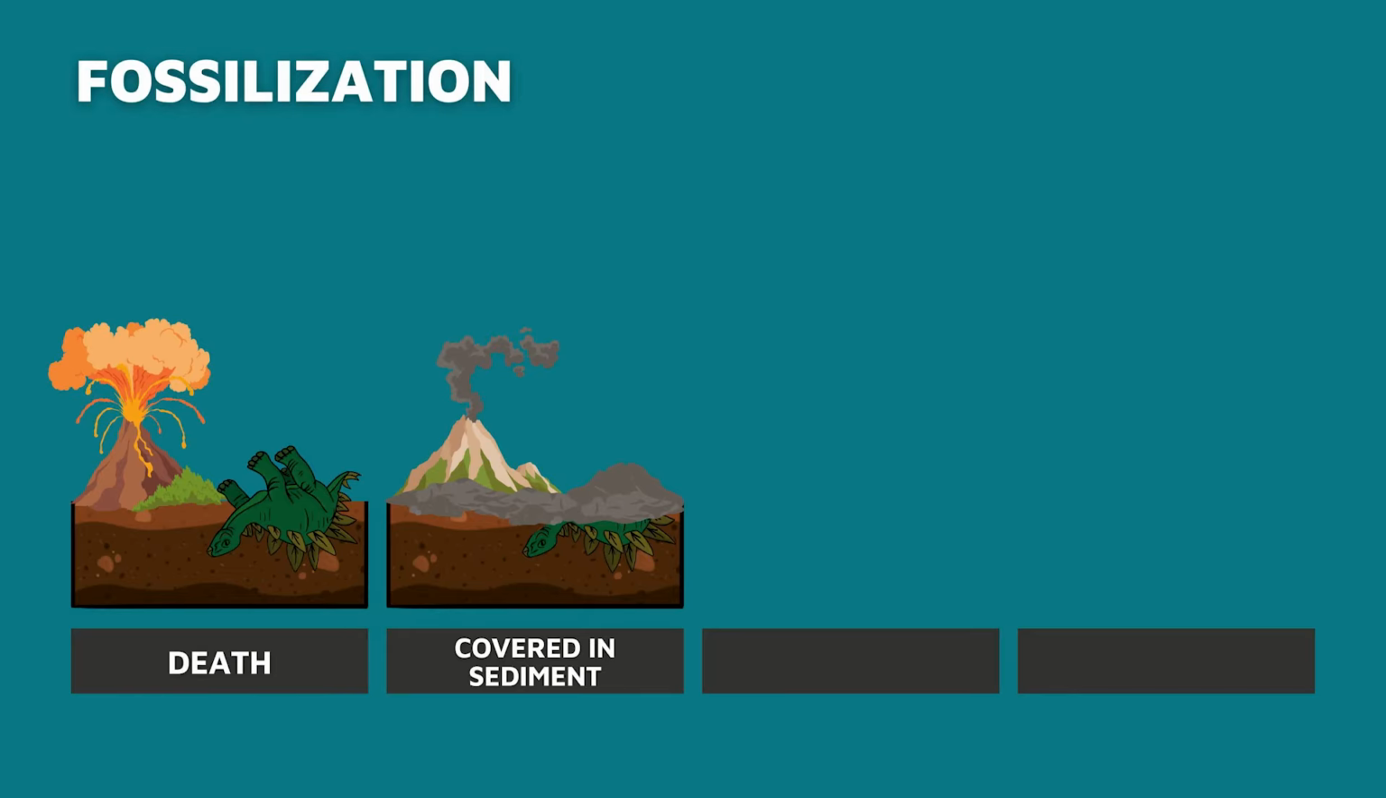So step 1, death. The second necessary step is for the organism to be covered in sediment. This can happen quickly, like in a land or mudslide, but sometimes it takes more time, like the organism sinking to the bottom of a lake. It is important to note that there are cases where the event that causes the organism's death is this rapid covering of soil or mud. This covering is key to preventing the decomposition or scavenging of the organism's remains.